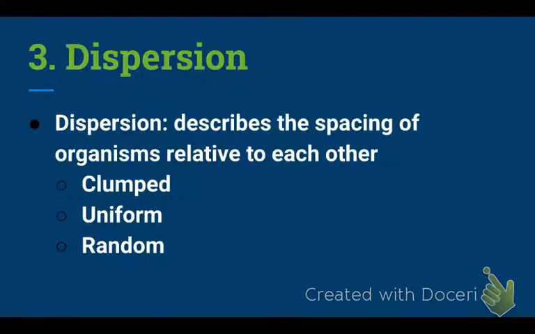Dispersion. This is our third feature. This is talking about how they're spaced out. So there are a few shapes that we can look at. It's going to be clumped, uniform, or random. When you're looking at all the individuals in a population, sometimes they all clump together, sometimes they're very uniformly spaced, and sometimes they're randomly spaced out. And so we're going to look at this in the next slide, and I'll draw you out a little bit of an example. So I'm going to go ahead and change slides.